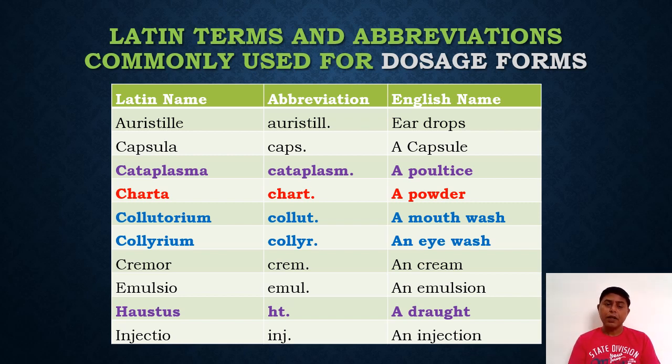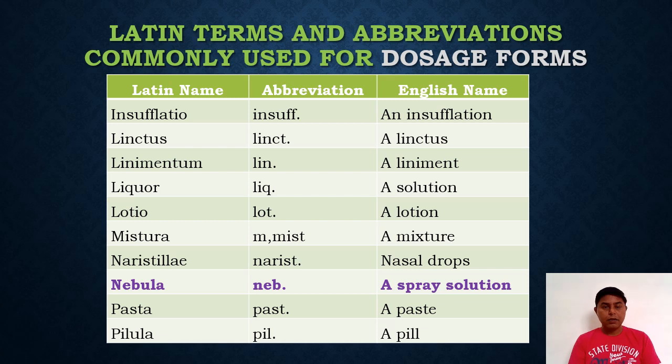Ultimately, you will find that some of the dosage forms can be easily identified because their English name and Latin names are just correlated. Like capsule, we definitely know the capsule. Cremor, we know cream. Emulsion, we know emulsion. Injectio, we know injections. But a few of the terms like cataplasma, charta, collutorium, collyrium, and haustus, their meaning you should remember because they are a little bit different than usual.